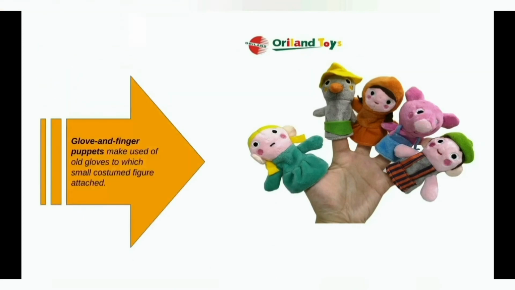Another type of puppets is globe and finger puppets. These puppets use old globes to which small costume fingers are attached. And the last type of puppet.